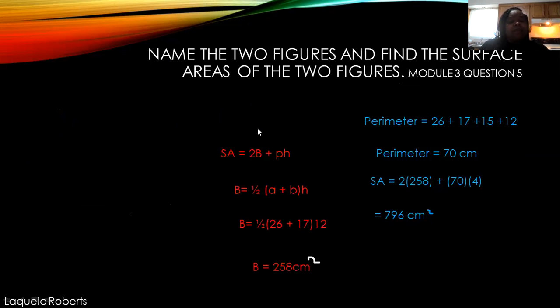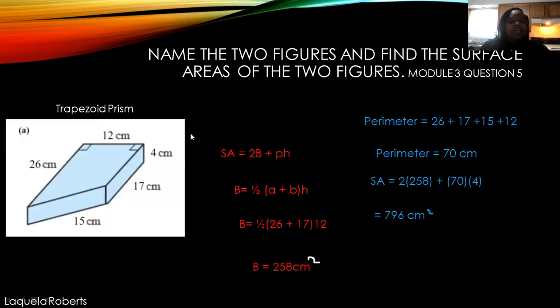Number 5, name the two figures and find the surface areas of the two figures. So as you see, part A, we have a trapezoid prism. So we will use our surface area equals 2b plus ph, where our base equals a half, and then you do a plus b times height. So we got a half times 26 plus 17 times 12, which gives us a base equals 258 centimeters squared.